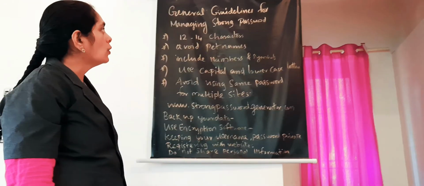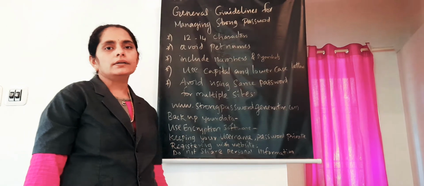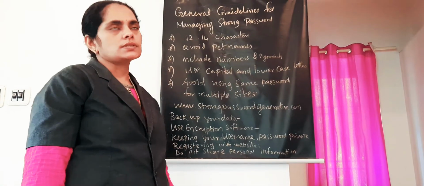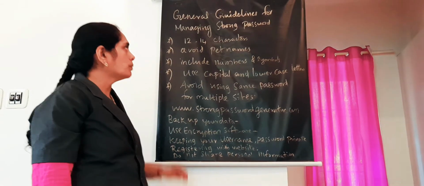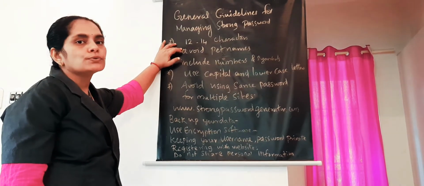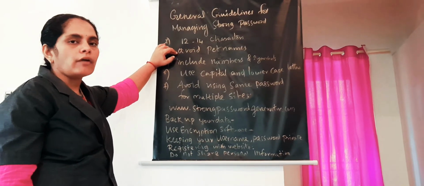General guidelines for managing a strong password. Already I explained about passwords. So how are we going to make general guidelines to set up a strong password? Your password should be 12 or 14 characters. Avoid using pet names or favorite colors.